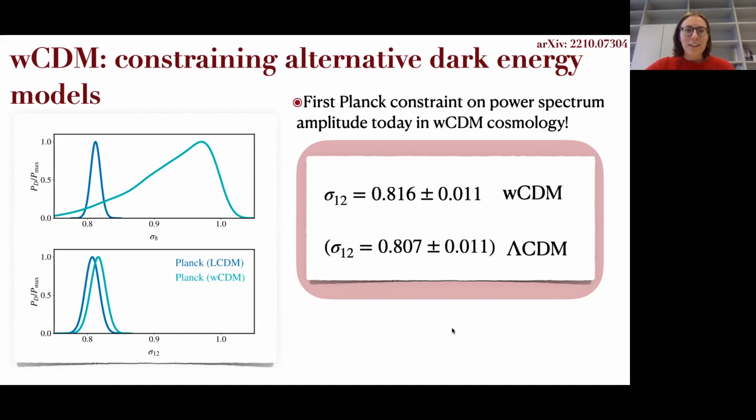Right, so that's all really cool. In general, all of the constraints that we get are actually consistent with lambda CDM, so I guess that is slightly less exciting. And we see that the value that we recover of sigma 12 in these wCDM cosmologies is shifted to slightly higher values. So it doesn't really help us all that much with the tension in the structure growth.